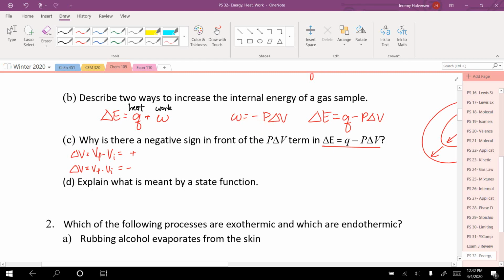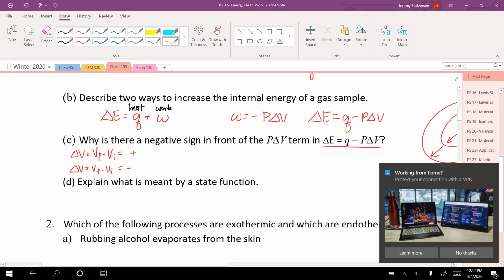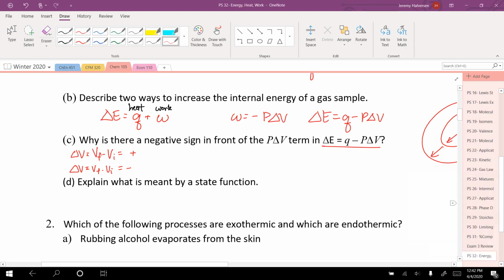And then what's meant by a state function? A state function is a property that is independent of change, or is not associated with change. So for example, volume. Okay, let's say that I have something that's 4 liters. So something that was 2 liters, and then it went up to 4 liters, and something else that was 2 liters, and then it went up to 6 liters, and then it went down to 4 liters. At the end of the day, they're both 4 liters.